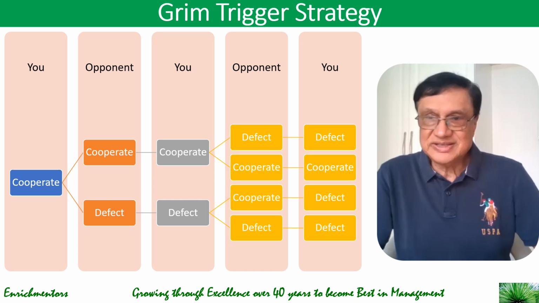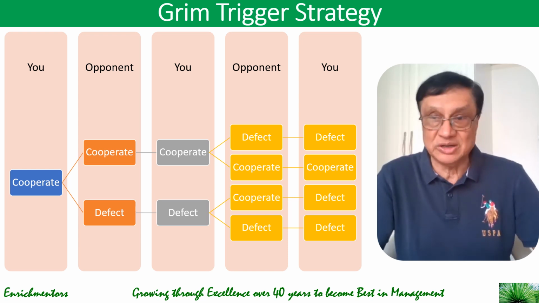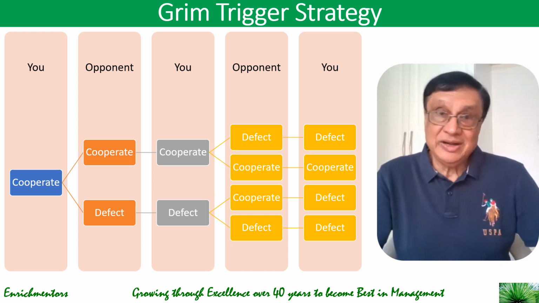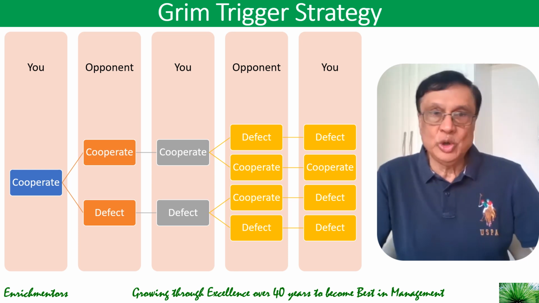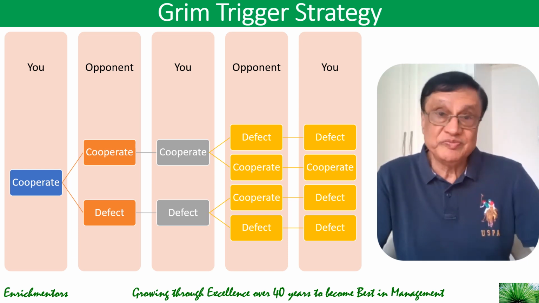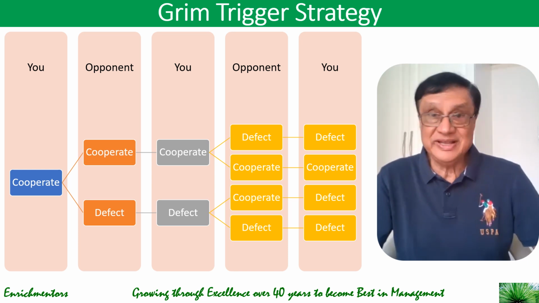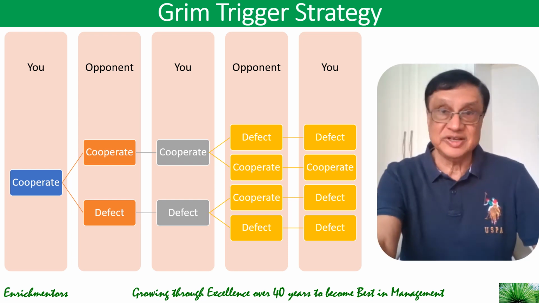And the rationale is that the threat of eternal defection will ensure that both players stick to cooperation to avoid the worst outcomes. And the more you announce your strategy, the more your opponent is likely to first see whether you actually do it and then fall in line, so as to say. So that is grim trigger strategy.